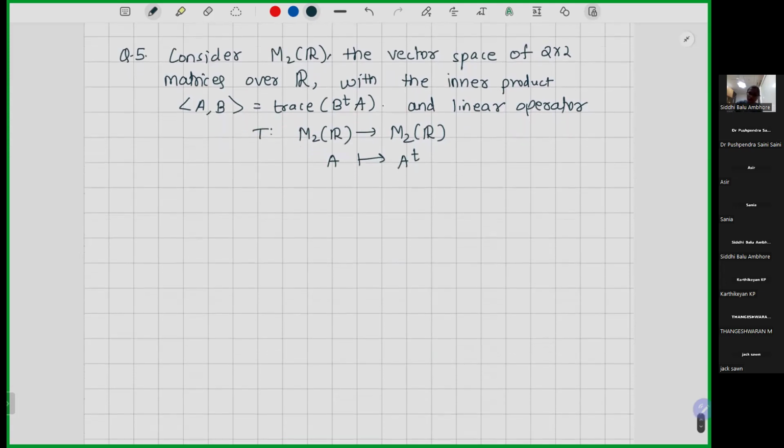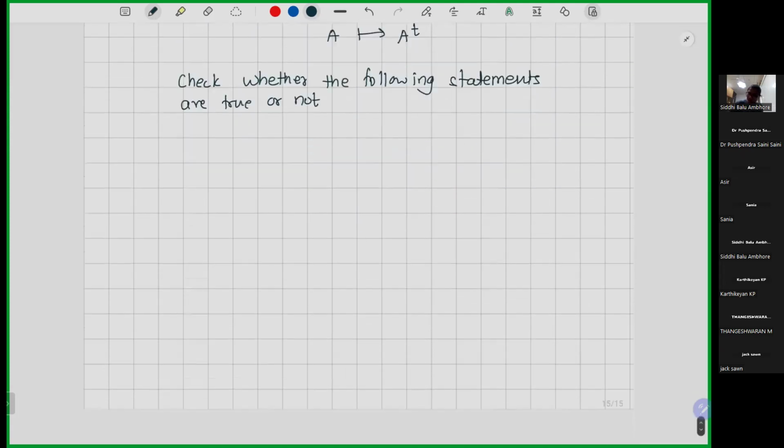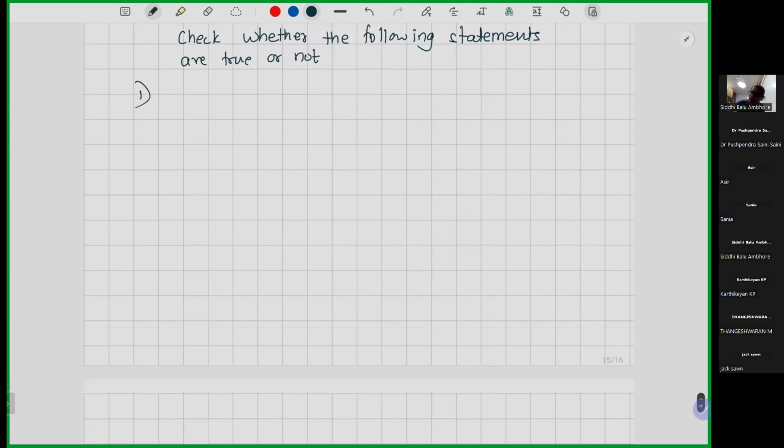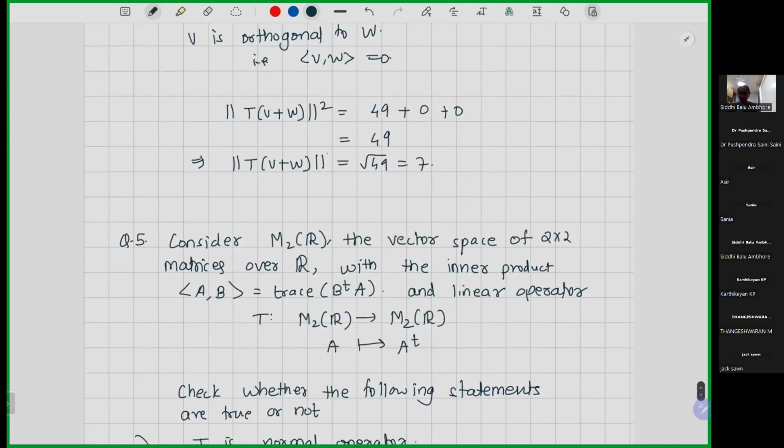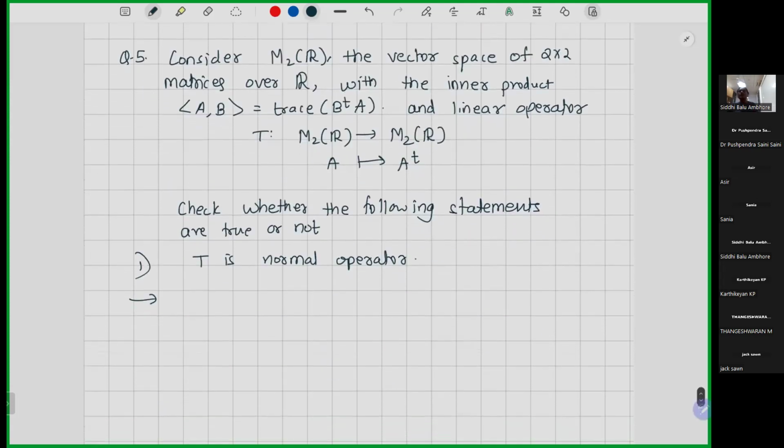Okay. So first we have to check whether the following statements are true or not. First question is that T is a normal operator. Can you conclude that T is a normal operator or not? So T is given, A goes to A transpose. Can we say that T is normal?